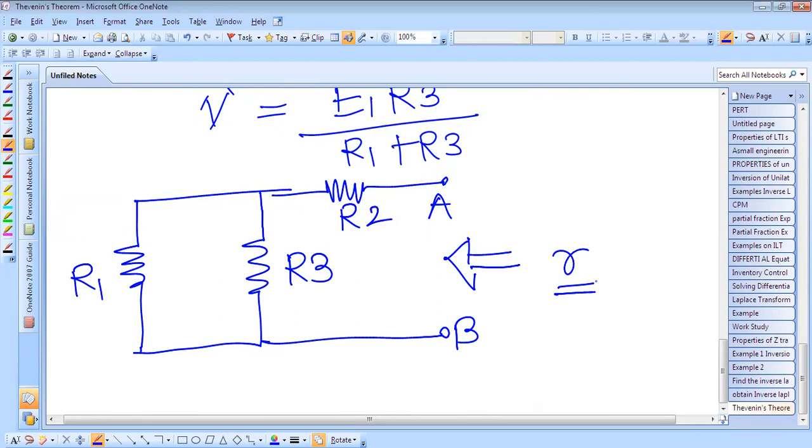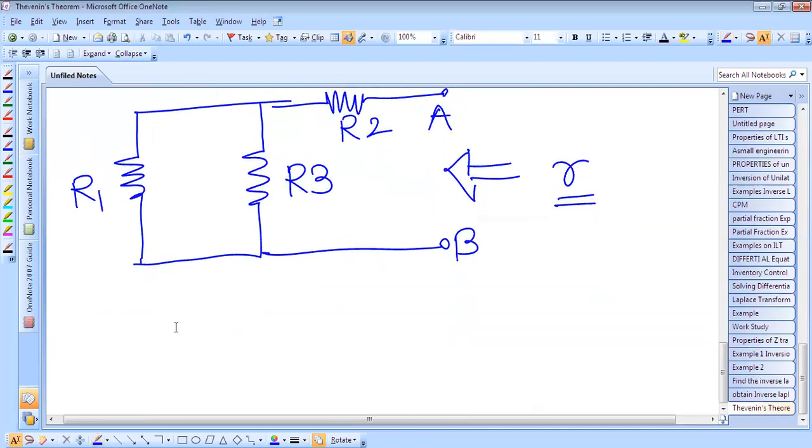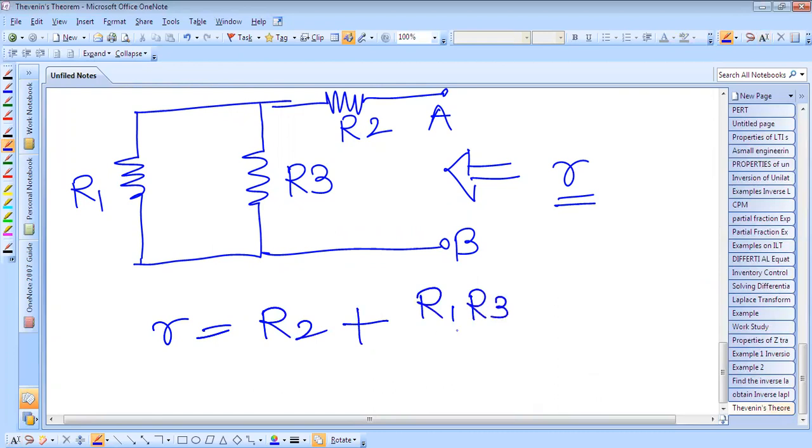Okay, so now we have to find this total R. How can we find it? These two are in parallel, and this parallel combination is connected in series with the resistance R2. So the equivalent resistance of the parallel circuit will be as follows, so this is the resistance R, which is viewed from the terminals A and B.